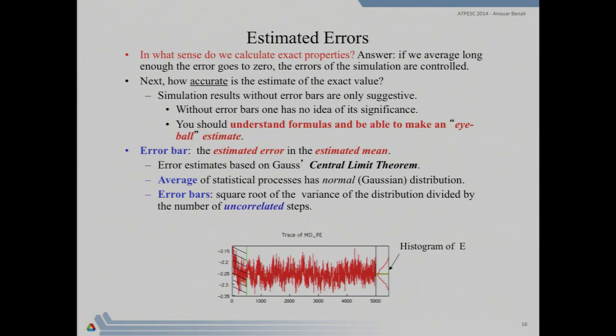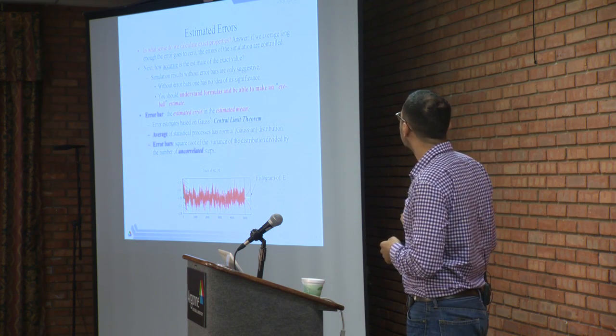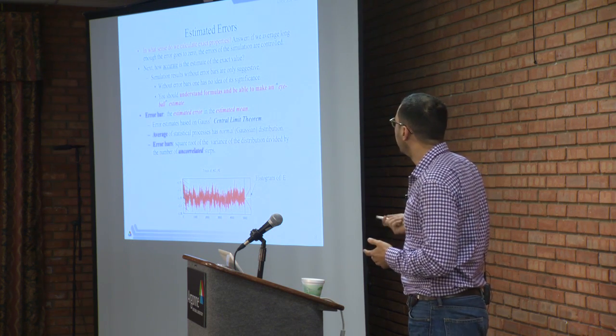How accurate is the estimate of the exact value? Well, the simulations come with an error bar. If we report a result for any energy that we computed from a Monte Carlo simulation without an error bar, we don't really know if it has any significance or not. So we should always understand what we are doing when we do this type of calculation, and we use a lot of ways to compute this error bar. Most of the time we use the central limit theorem. We can do averages using a statistical process or normal Gaussian distribution, and the error bars are usually the square root of the variance.